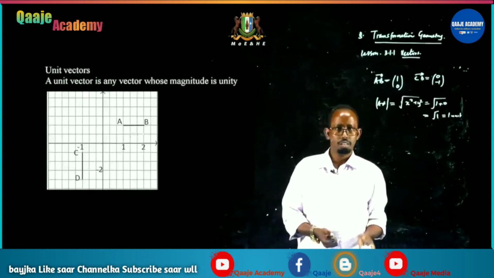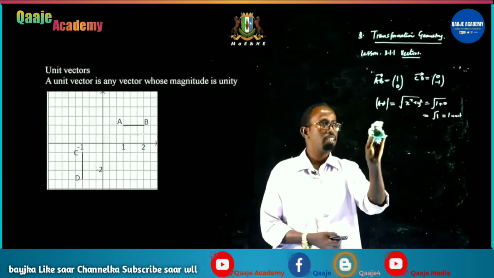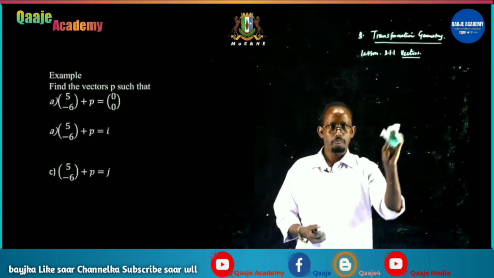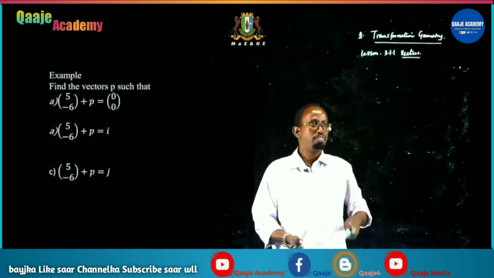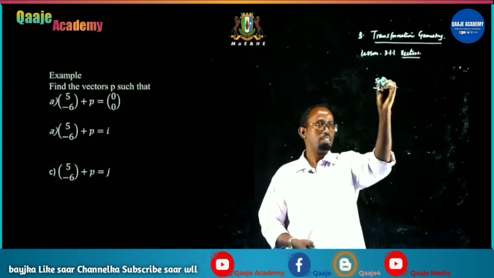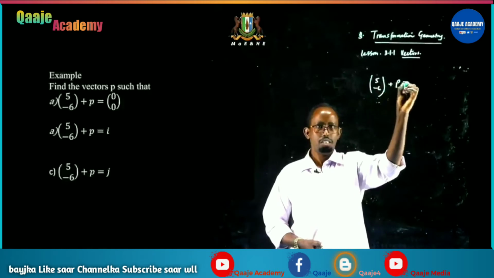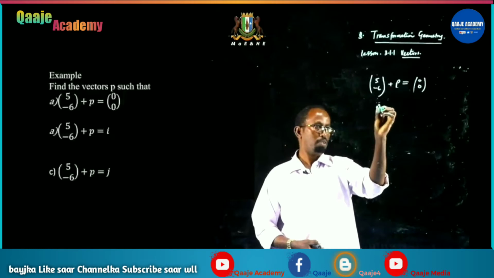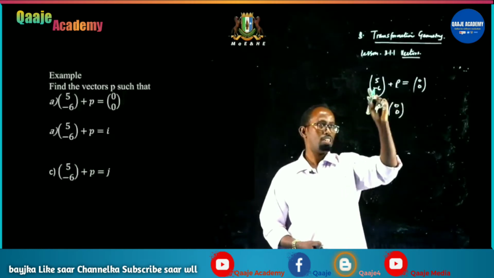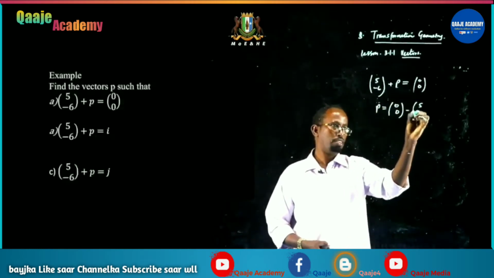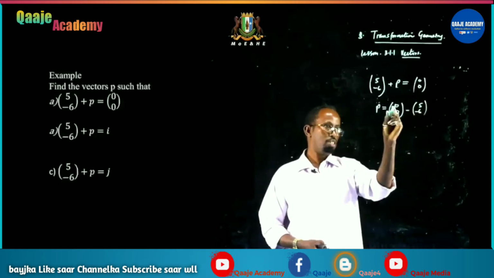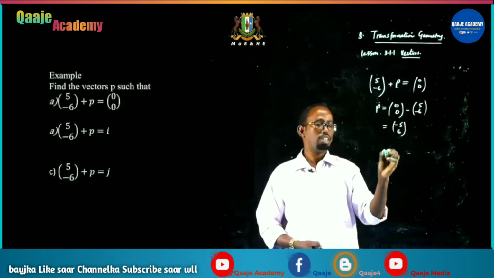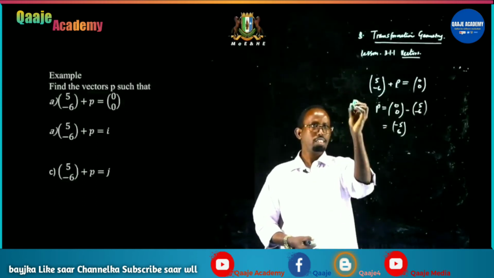The next one, you're told to find the vector P such that (5, -6) plus P is equal to (0, 0). Therefore, you are to calculate P. Vector P will be equal to (0, 0), and then you transfer this to the left, and you have (5, -6). So this will be 0 minus 5, you get -5, 0 minus -6 becomes +6. So that is for P. That is the first one, A.